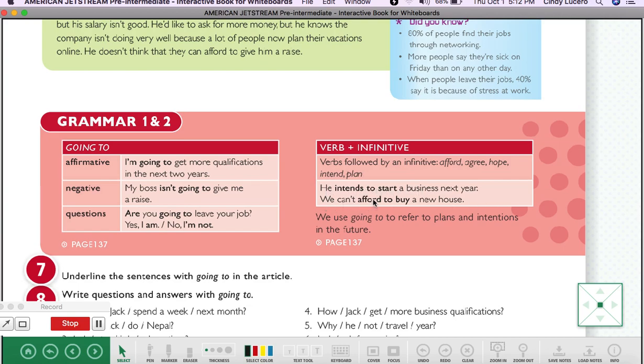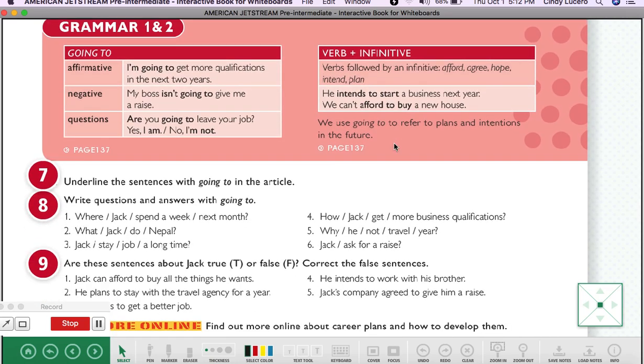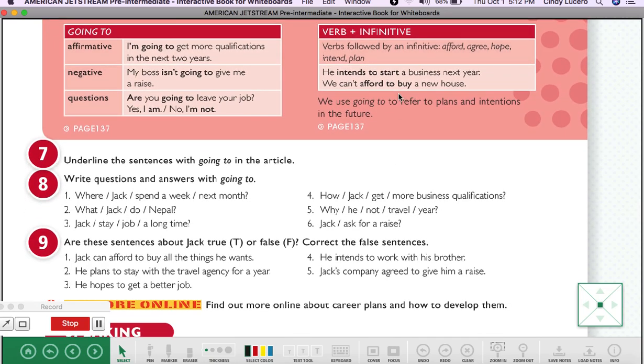We can't afford to buy a new car or a new house. Sorry, I didn't read very well. That's the idea. When you want to say hope, okay, I hope to finish my level 2 or pre-intermediate level. Okay? That's the idea. This is my intention. This is my plan. Well, I hope you understood. And then we will see the exercise number 7.